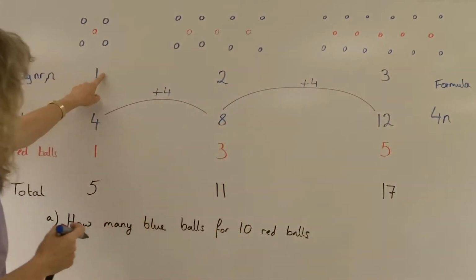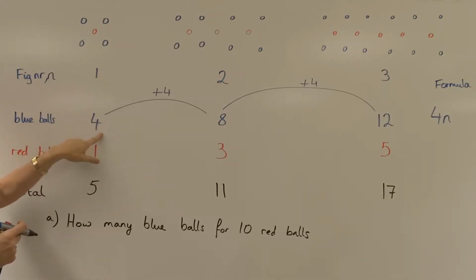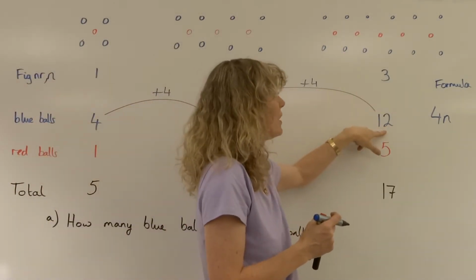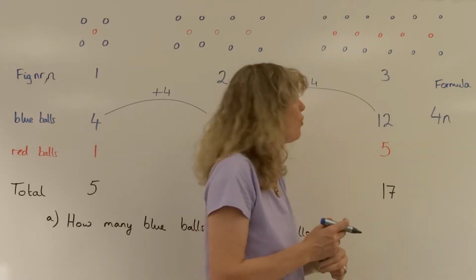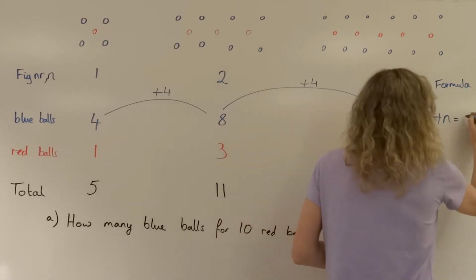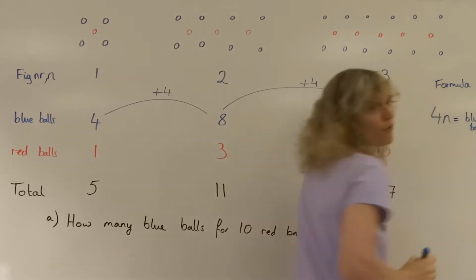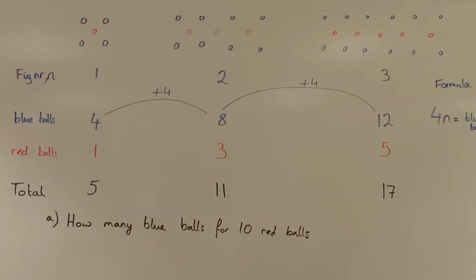So if I took figure number 1, n is 1, and multiplied it by 4, do I get 4? Yeah, 1 times 4 is 4. 2 times 4 is 8. 3 times 4 is 12. So I don't need any plus or minus there. So my formula for the number of blue balls in each of the figures is 4n. Nice and easy. Okay? Then we go on to the red balls.